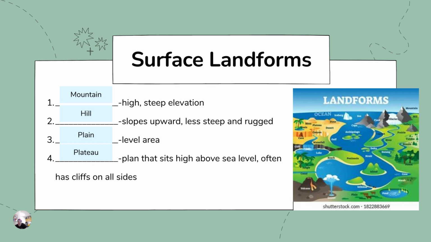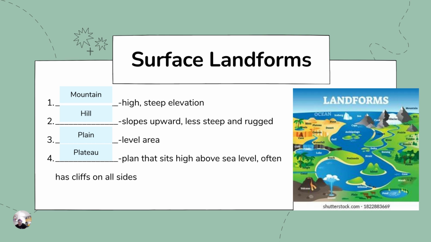There are several common landforms that can be found on Earth's surface. The first one is a mountain. This is a high, steep elevation. The next one is a hill, which also slopes upward, but it is much less steep and rugged. The next type is kind of the opposite of those two. It's a plain. This is a flat, level area.